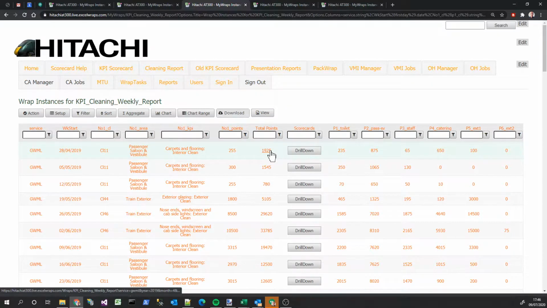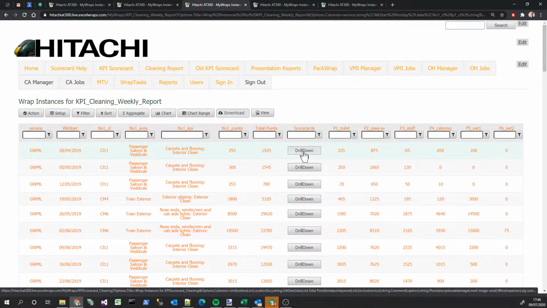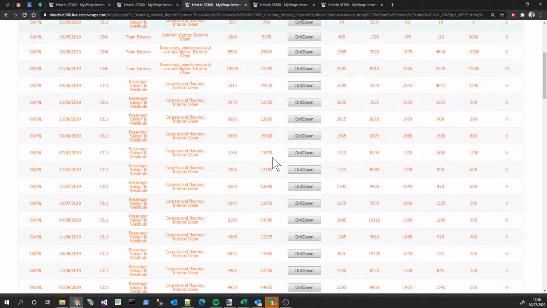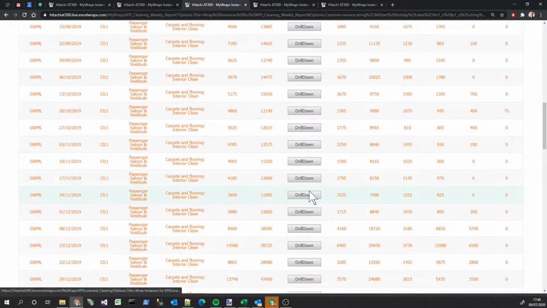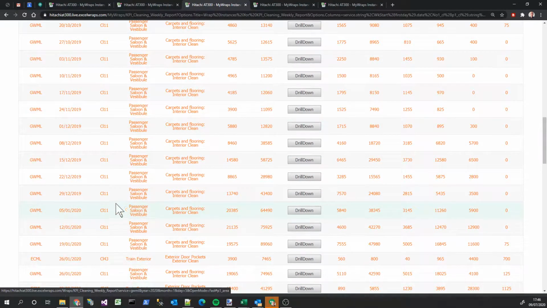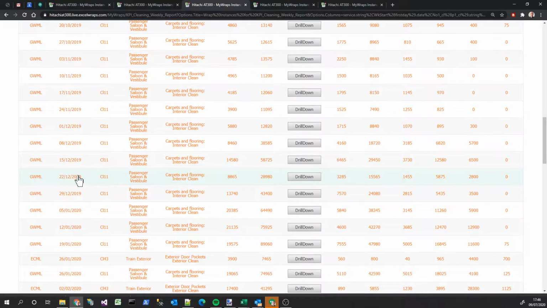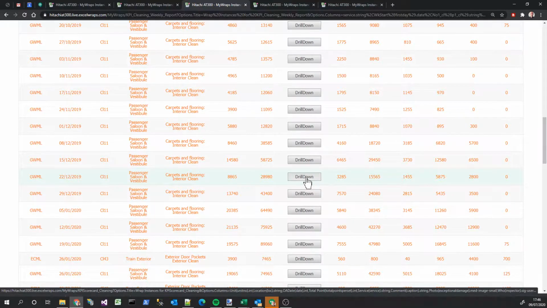This was early days, so there weren't many trains being checked at that time. We'd maybe scoot down till we're into full flow. So by the end of the year, we were doing a lot more trains. If I use this drill down button, we can look at this week of data, Christmas 2019, and we're going to drill down to the underlying KPI scorecards.